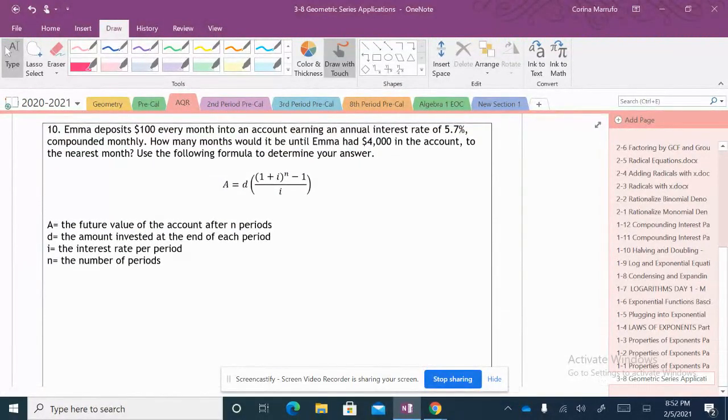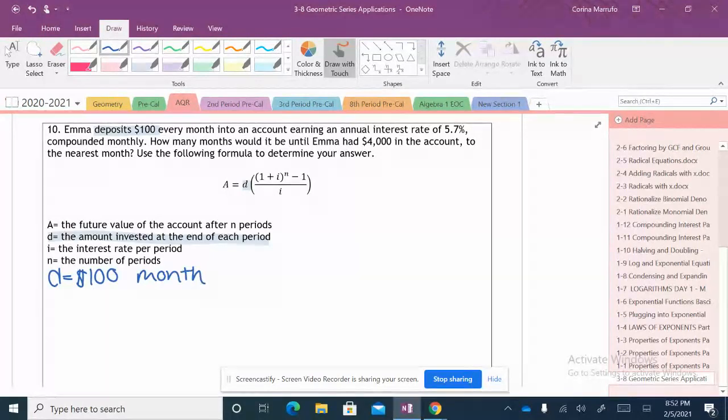Okay, so here it says Emma deposits $100 every month into an account earning an annual interest rate of 5.7% compounded monthly. How many months would it be until Emma had $4,000 in the account to the nearest month? Use the following formula to determine your answer. All right, so her deposits are the letter D. She is putting in $100 every month. So D equals 100 every month.